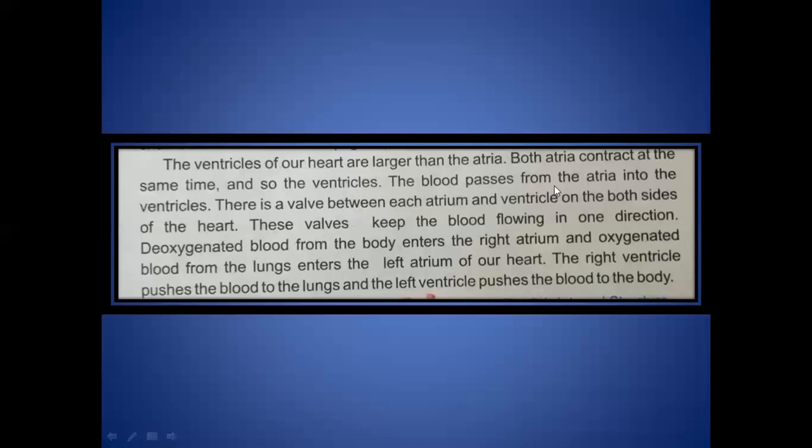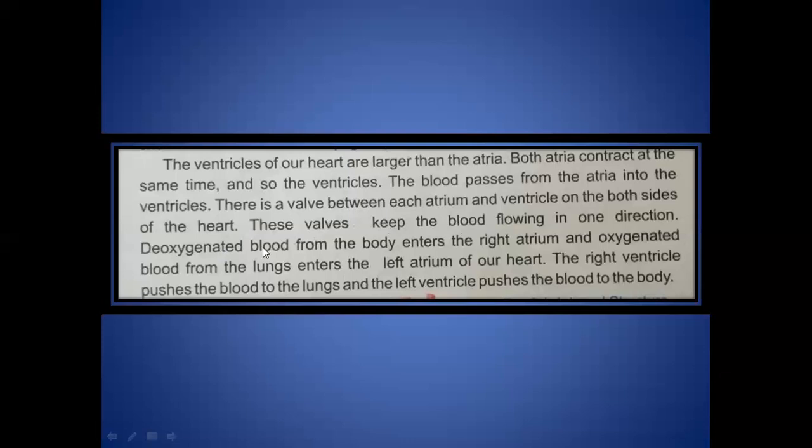The blood passes from the atria into the ventricles. There is a valve between each atrium and ventricle on both sides of the heart. Dear students, there are a total of four valves in our heart, and those four valves have a very important function. What are valves? Valves are the parts of the heart which keep the blood flowing in one direction. They allow the blood to flow only from the atria into the ventricles, and they prevent the reverse flow of blood from the ventricle back into the atrium.